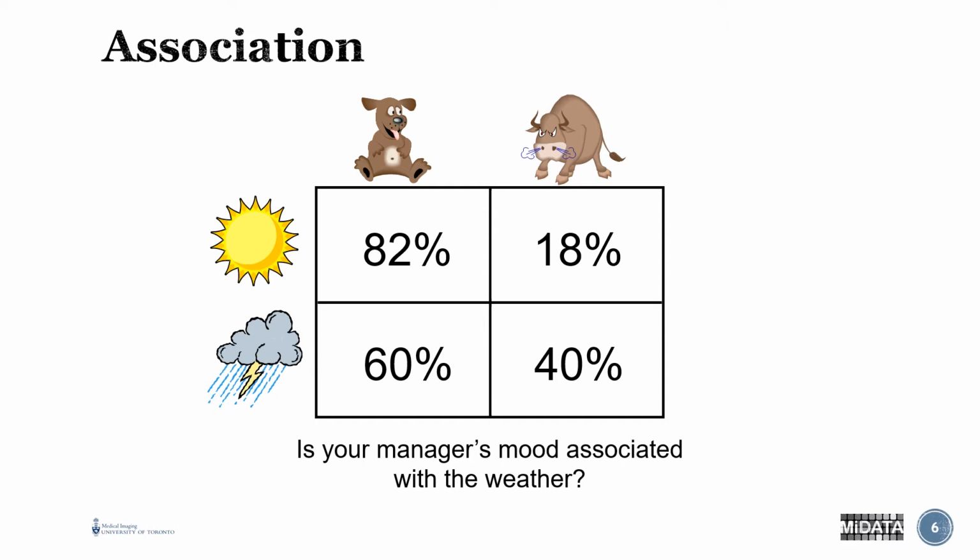Now let's look at this example again, but this time the numbers have changed. During sunny weather, your manager is a happy dog 82% of the time, and only 18% of the time is an angry bull. Whereas when it's rainy and stormy, your manager is only a happy dog 60% of the time, and 40% of the time is an angry bull. In this case, we can see from the numbers, and we don't really even need to do the stats to test it, that there is clearly an association.